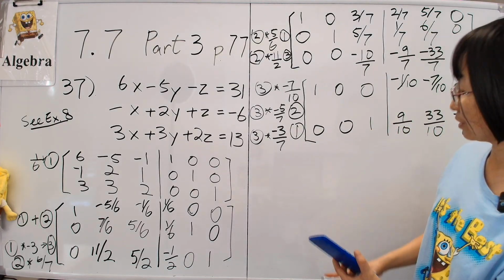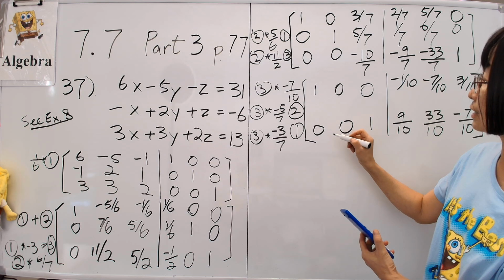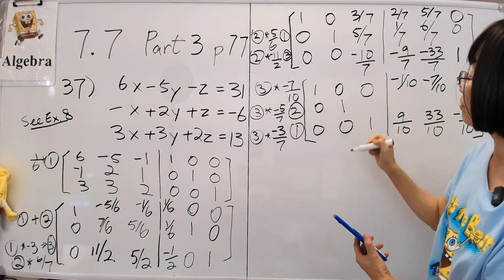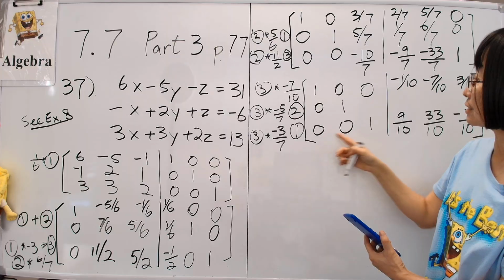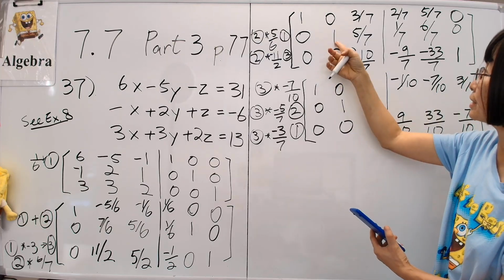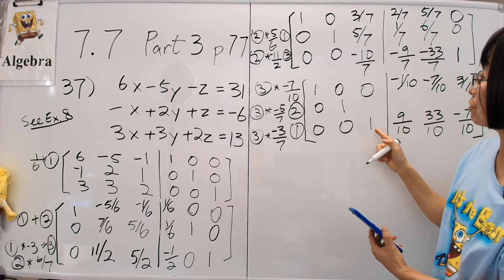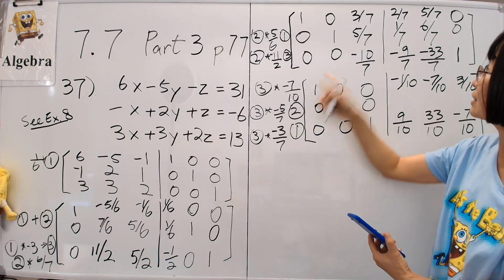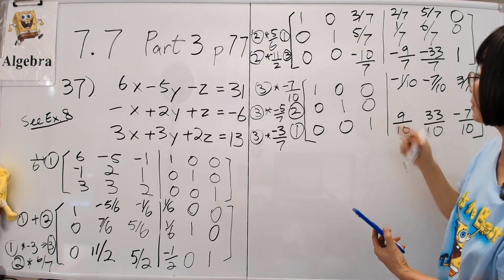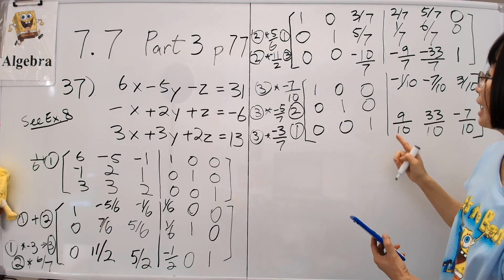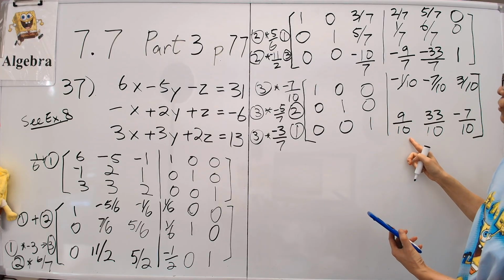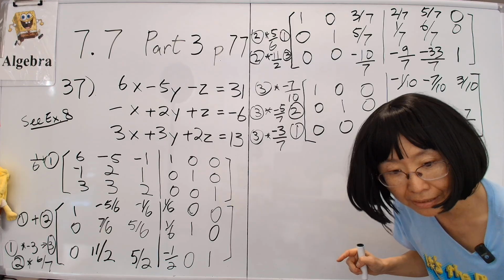To do that, row 3 times whatever, and then add it here. These two will stay the same because these are 0. So you just copy these down. And finally, the 1 times minus and plus becomes 0. That was the whole point of us doing that. And so the last part is we need to do, let's see.